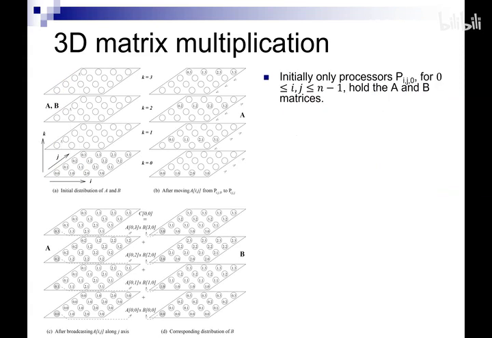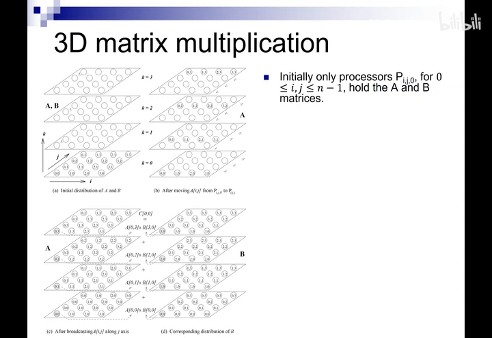Okay, now how are we going to do this? Initially, let's say that the matrix is just sitting on n squared processors, because you only have n squared values in the matrix. So even though you have n cubed processors, initially only n squared processors have the values. Therefore, you need to distribute the values to the processors in some way.